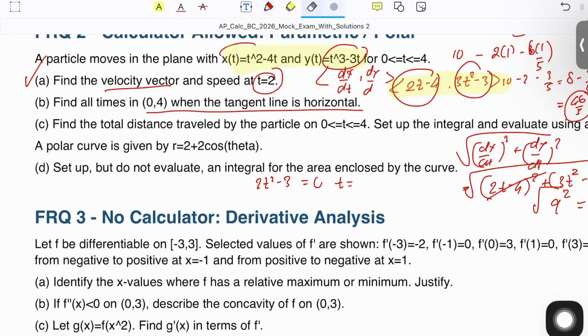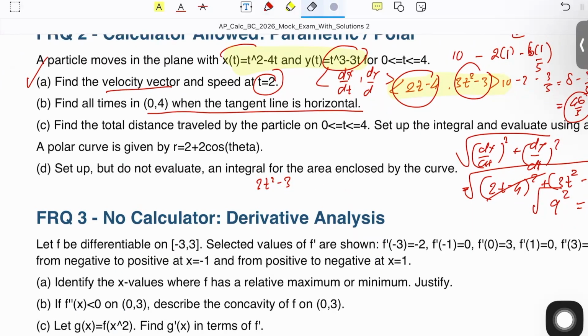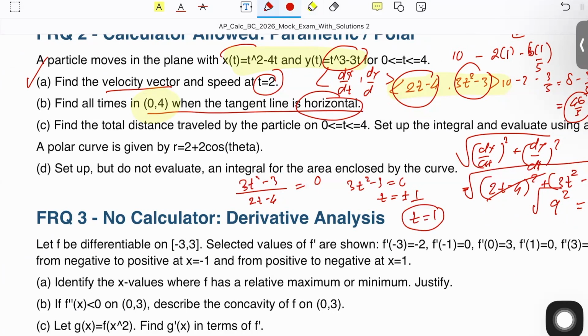So dy over dx, I keep making the same mistake here, is (3t squared minus 3) over (2t minus 4). Because you want it to be horizontal, that means the top needs to be 0. So 3t squared minus 3 equals 0, t equals plus or minus 1. But check the question, it asks for all the times between 0 and 4. And for sure, the time cannot be negative, so t must be equal to 1. Okay?